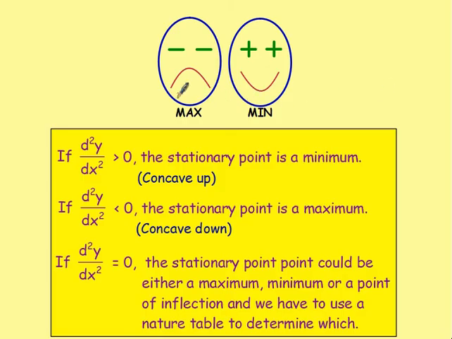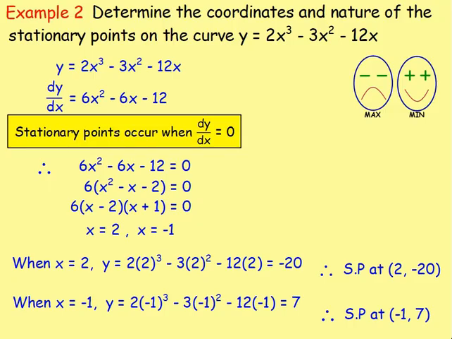Here's a little diagram that I like to use for this. If it's bigger than 0, it's positive, and if it's positive, it's like a smiley face. So that turning point will be a minimum. If it's negative, it's your sad face, the gradient will be decreasing, so it's going to be a maximum turning point. And again, if it's 0, it could be a maximum, a minimum, or a point of inflection.